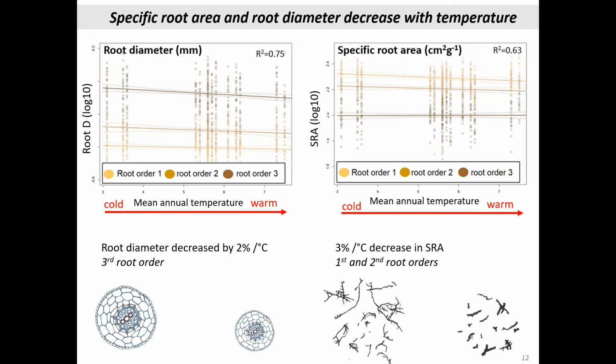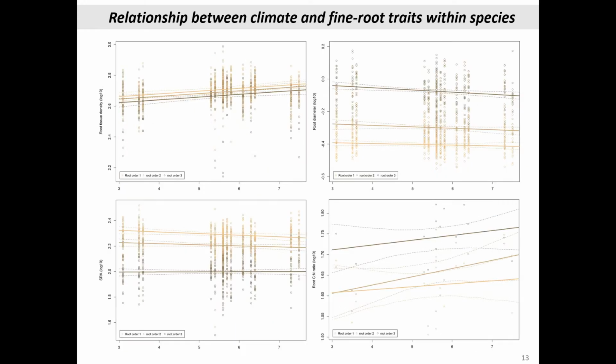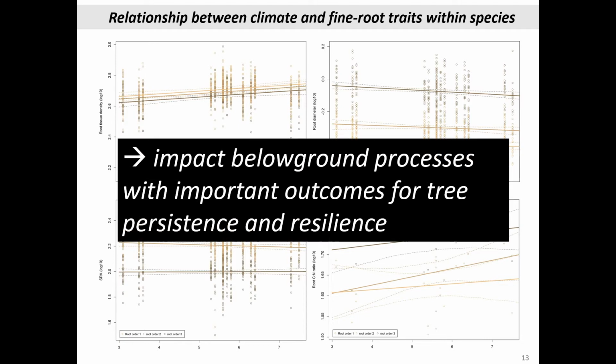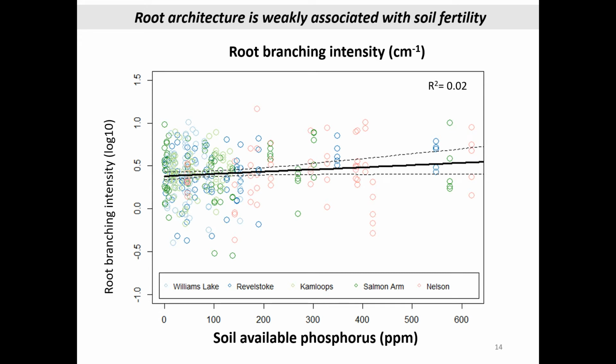So you might wonder about root architecture. Well, it was weakly associated with soil fertility. Here I'm just showing you root branching intensity and soil available phosphorus. And we just noticed a slight increase in branching intensity with soil available phosphorus, but that was barely significant.